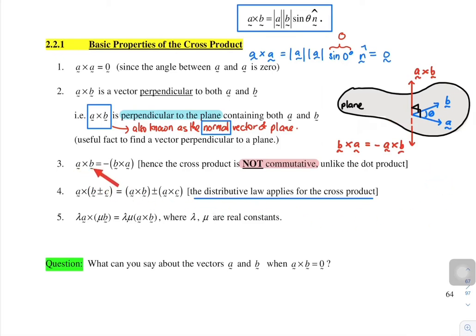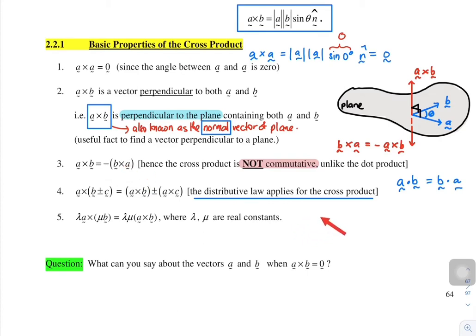A cross B is equal to the negative of B cross A. We have seen this before, and thus we should note that the cross product is not commutative, unlike the dot product. In the dot product, we can write A dot B is equal to B dot A. In the cross product, we cannot, because it is not commutative, as we can see that even though the magnitude is the same, the direction is opposite of each other.